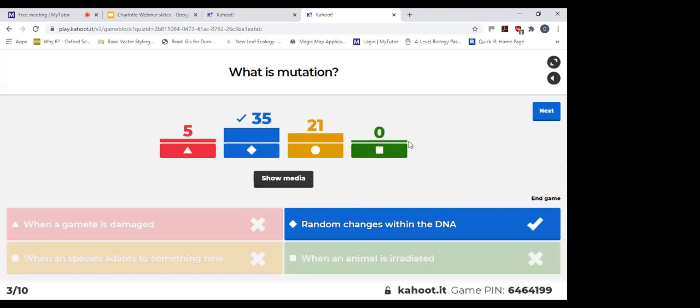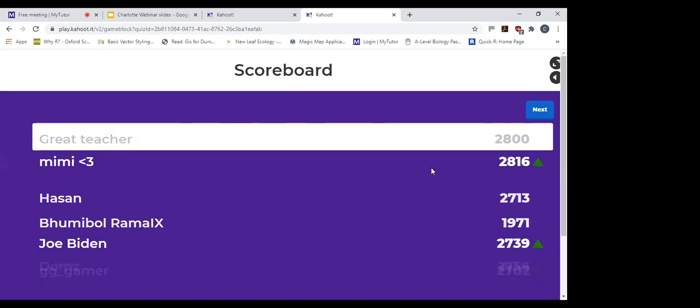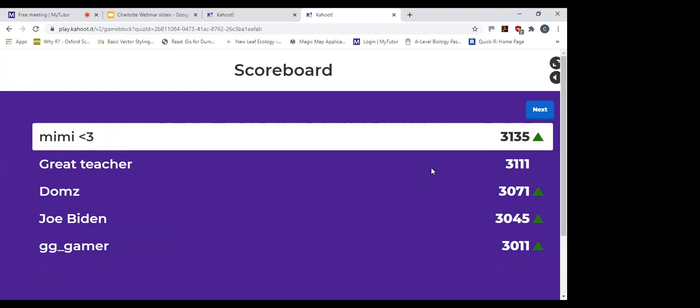Okay, well done. Random changes within the DNA is correct. So a mutation is a random change within the DNA. It's one of the bases that alters. Sometimes it's more than one, but it changes the sequence of the DNA. That means that the genes are altered slightly, which means that you may have characteristics that are beneficial, like resistance to antibiotics.